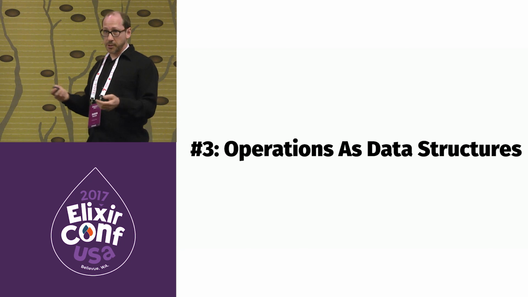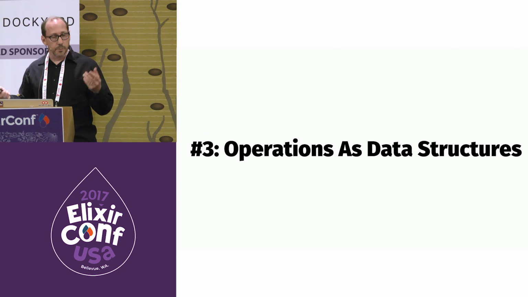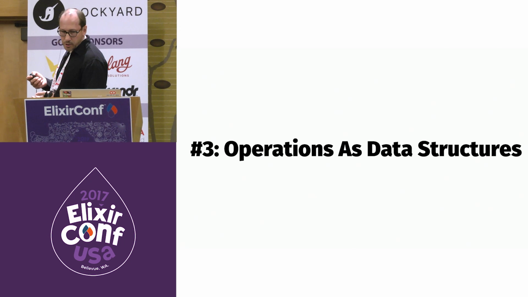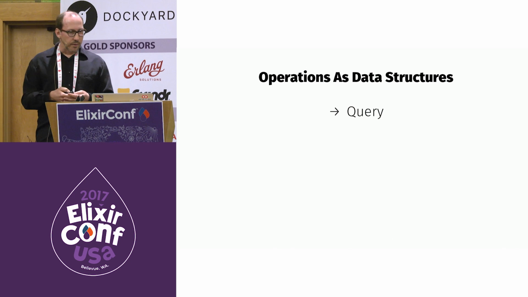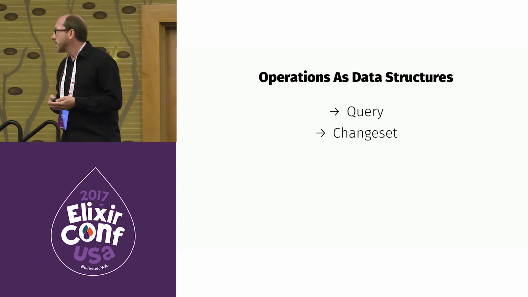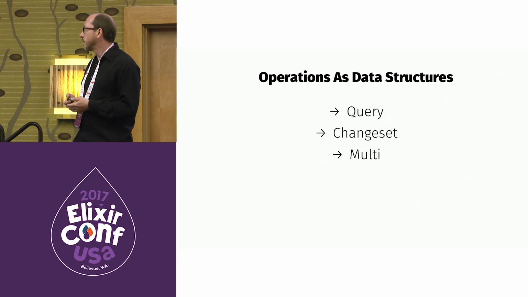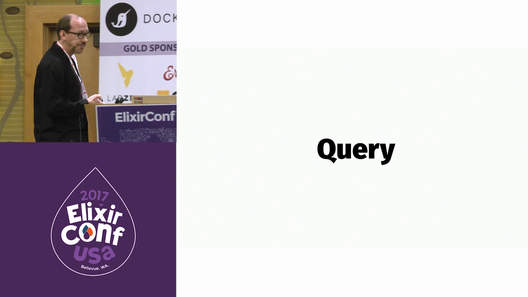Now in Ecto, we certainly do work with our schema modules and the structs that we've created, the artist, the album, the tracks, what have you. But the real action happens in data structures that model operations on those records. One of those is query, which we use to pull records from the database. Another one is Changeset, which we use to update records to the database. And then multi, for when we need to do more than one thing at the same time.